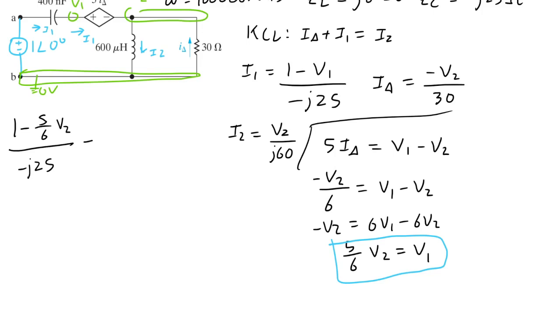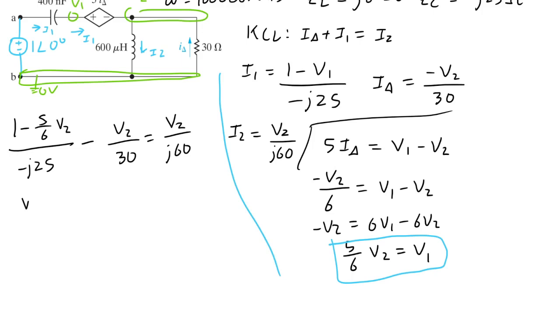minus, let's see, it's going to be plus, so it's going to be plus minus V2. I'll move the minus out front over J60. No, J30. Or this is just the, this is I delta, right? Okay. And then V2 over J60. I'm going to build a little bit of a space there so I don't overlap.